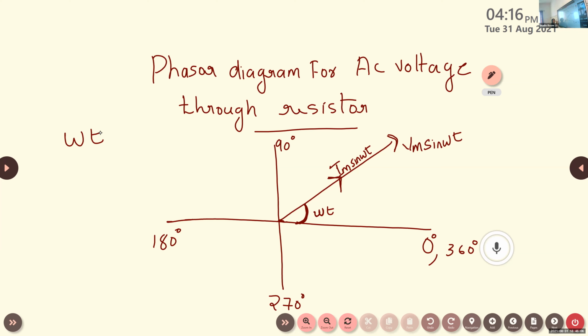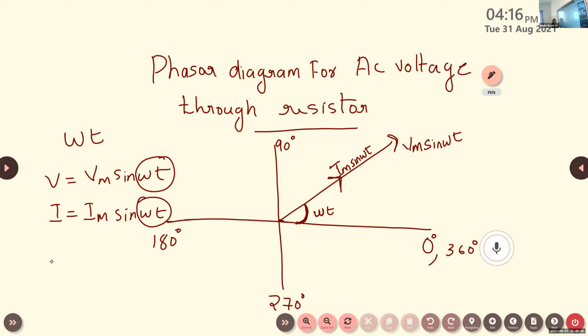We know that in the case of AC voltage through a resistor, the value of the alternating EMF V is equal to Vm sin omega t. Similarly, the alternating current I is equal to Im sin omega t. Here in both cases, the phase angle is the same, equal to omega t. So we can say that the alternating current and alternating EMF are in the same phase.